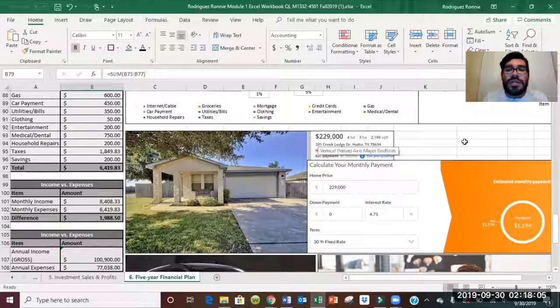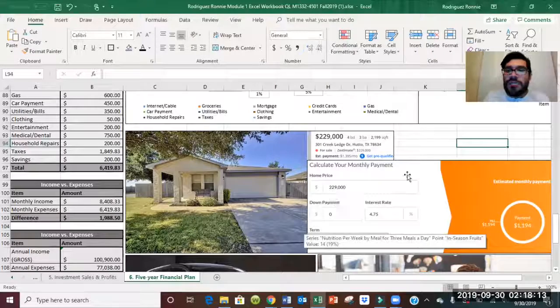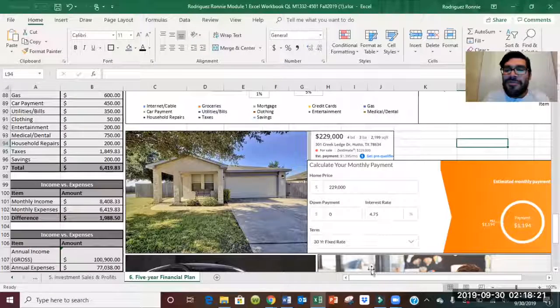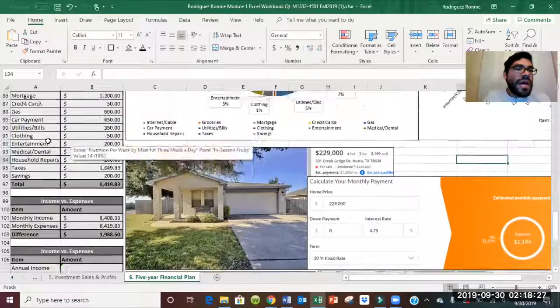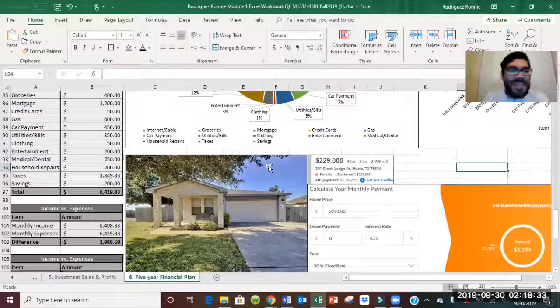There's a $229,000 home. It's 4 bedrooms, 3 baths, 1 story, almost 2,200 square feet. And using a mortgage calculator, put in the total amount here, no down payment because I don't think we're going to have any money to put a down payment. And a 4.75 interest rate calculates roughly about $1,194 for the mortgage. I rounded that to $1,200, so $6 difference. Better to round up than down.